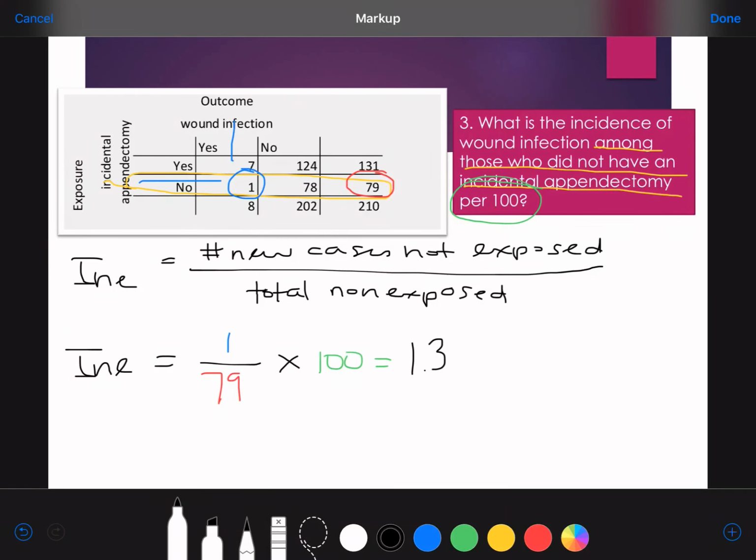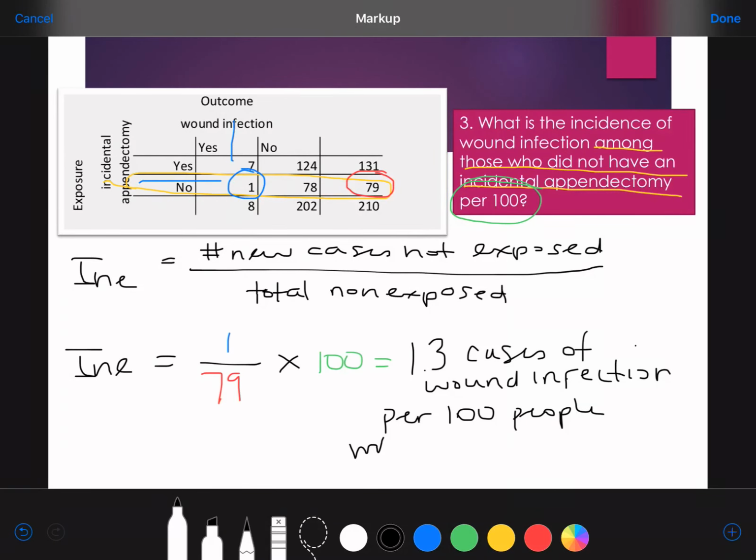Once again, we need to explain what this 1.3 means. So 1.3 cases of wound infection per 100 people not exposed, so they did not have an incidental appendectomy. Per 100 people without incidental appendectomy. And that would be our final answer.